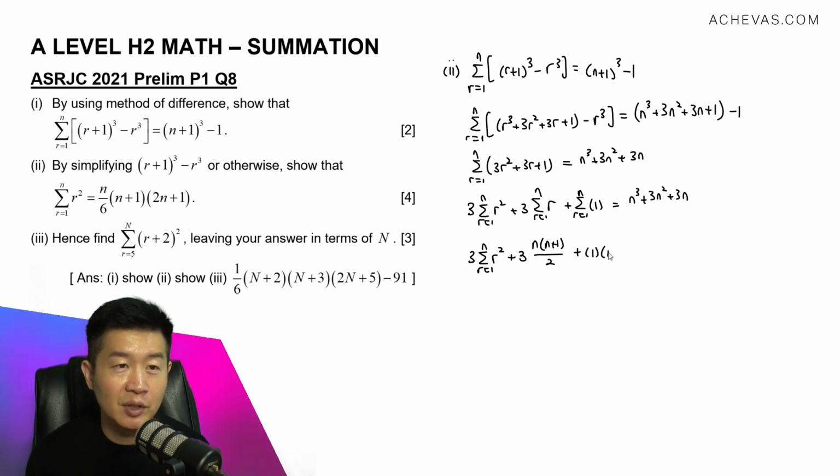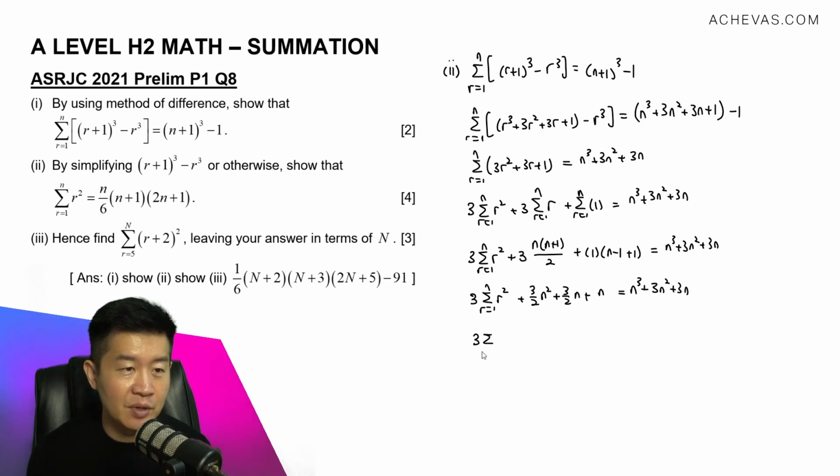It is going to be the constant multiplied by the number of terms, which is n minus 1 plus 1. This is equal to n to the power of 3 plus 3n squared plus 3n. This is 3 summation r is equal to 1 to n of r squared, plus this is going to give me 3 over 2n squared plus 3 over 2n. Then this is going to be just n, so plus n.